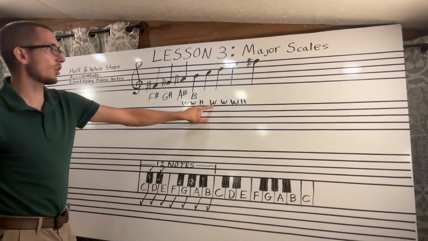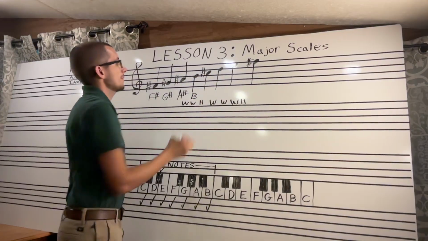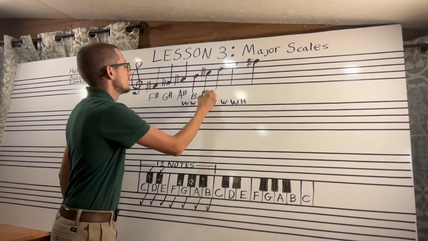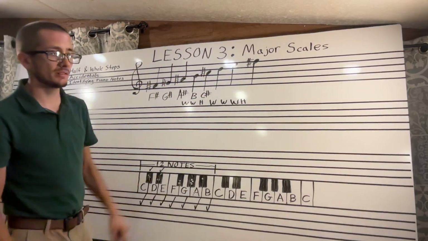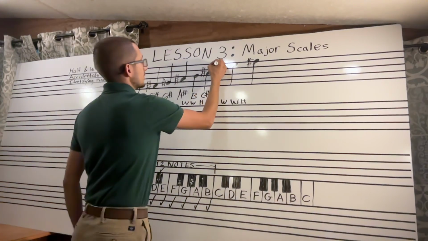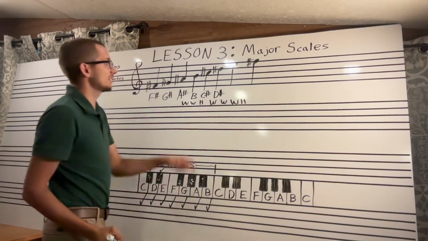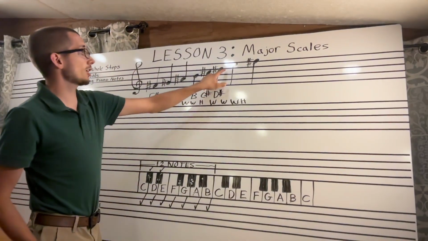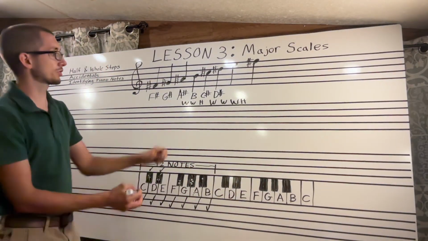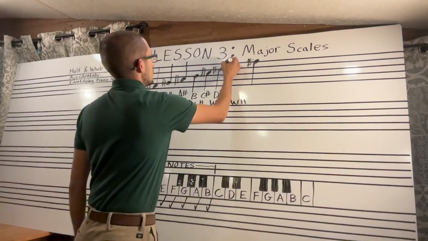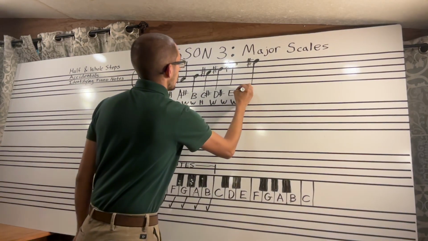B to C, is that a whole step? Nope, that's a half step, so we need to increase that to a whole step there by adding a sharp sign. C sharp, now we need another whole step. C sharp to D, that's a half step, so we need to increase that size to a whole step by adding a sharp sign to make that a D sharp now. D sharp to E, is that a whole step? No, so we need to add a sharp sign to this E to make it a whole step.